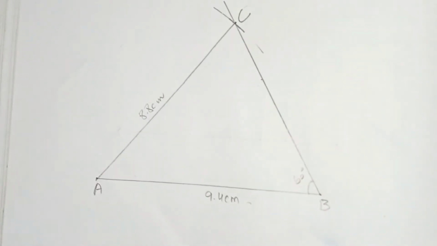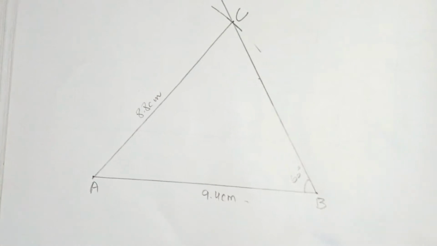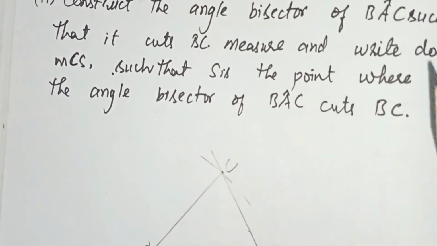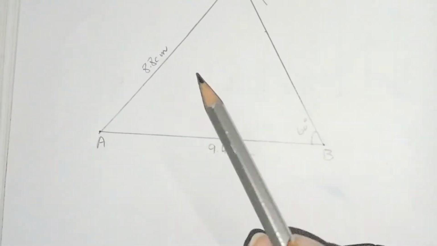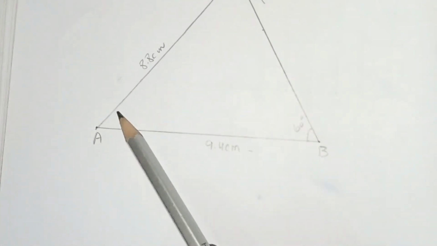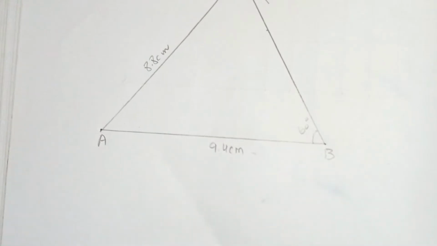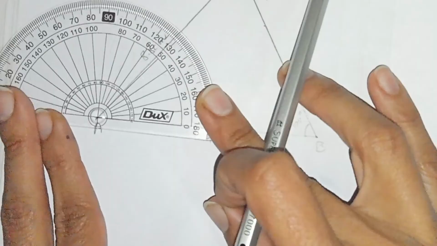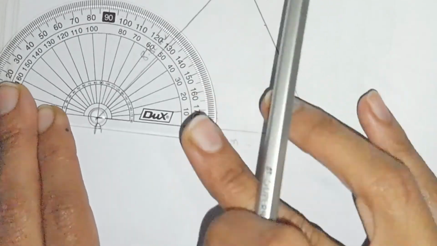Now we have to measure that angle. In part number 1, measure and write down the size of the angle facing the shortest side. This is the shortest side, we have to measure that angle, and this is equal to 52 degrees.